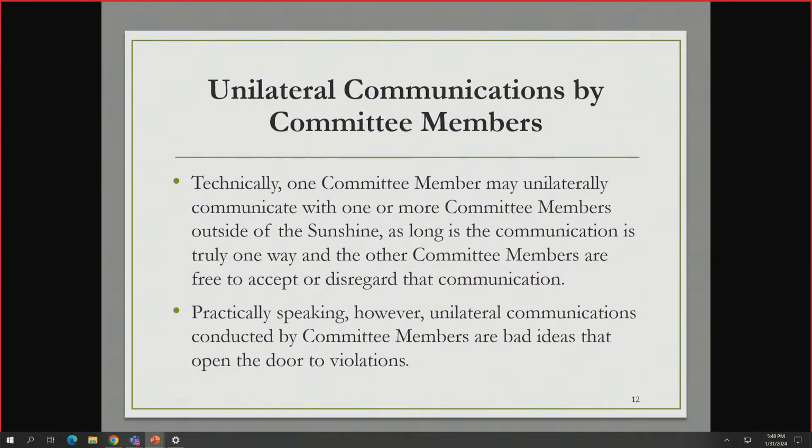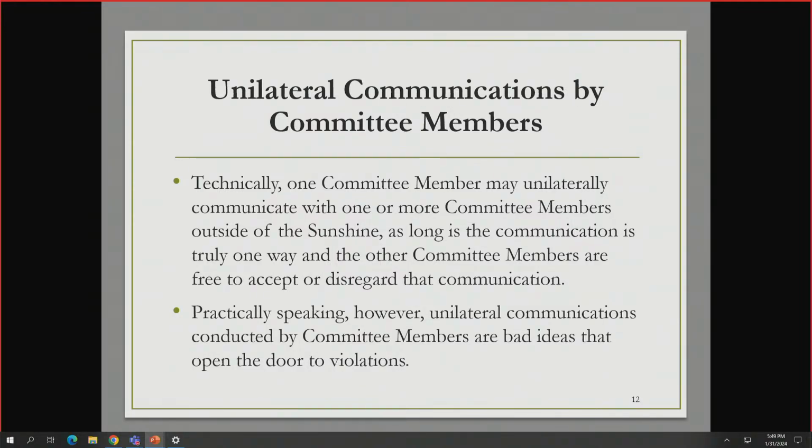Unilateral communications by committee members. Technically, a committee member can talk unilaterally with one or more committee members as long as it's truly one way, and the committee members are free to listen or not listen. The problem is that unilateral communications like these are bad ideas because people feel an urge to respond. And the second that you have a response, the person who responds has created a Sunshine violation.